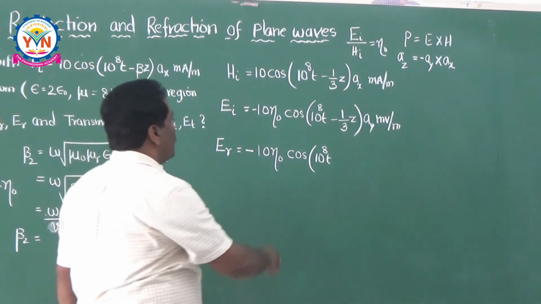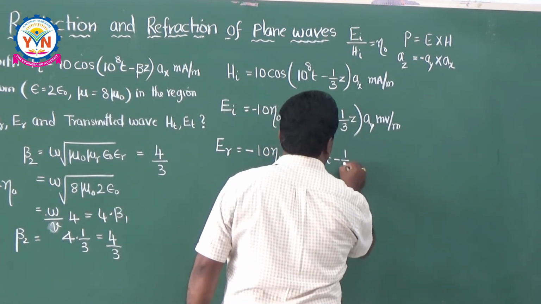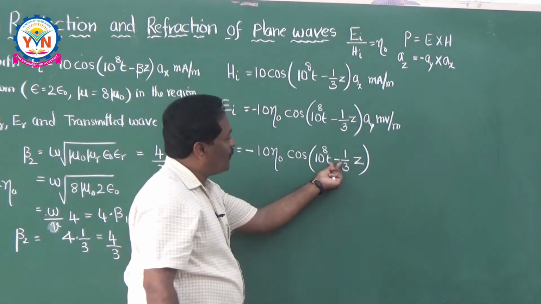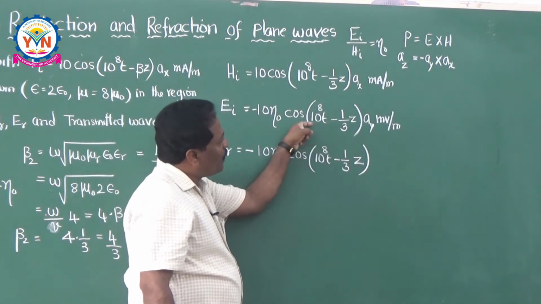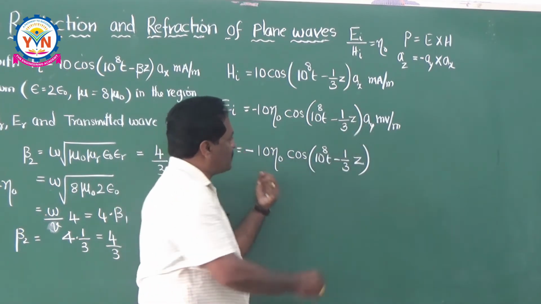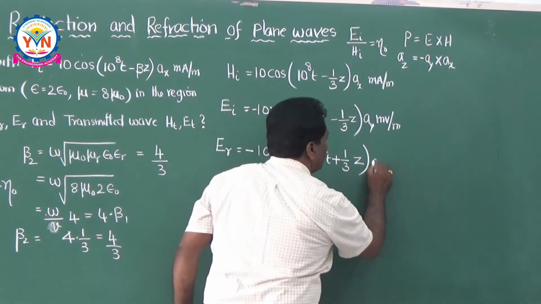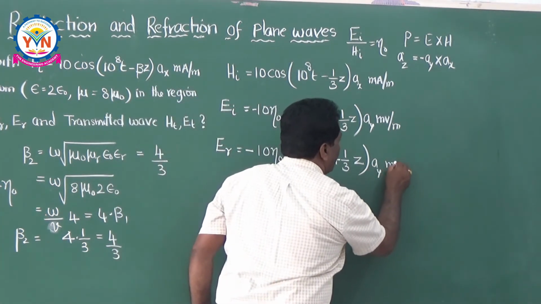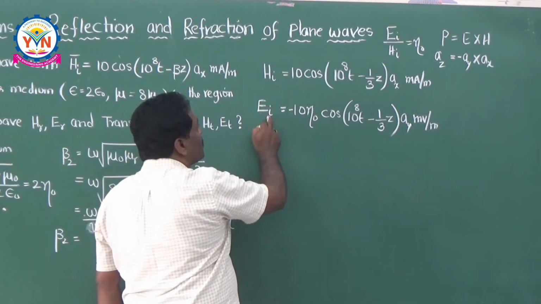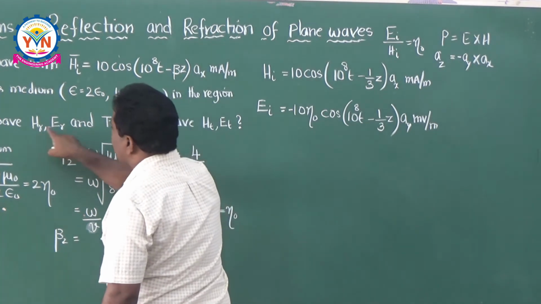That's why I can say it is beta 1, that means minus 1/3 into z, but the reflection direction will be opposite to this. Here it is in the positive z direction, but the reflected wave should be in the opposite direction. That's why it should be plus Ay millivolts per meter. After writing the incident components Hi and Ei, we have to write now Hr and Er.